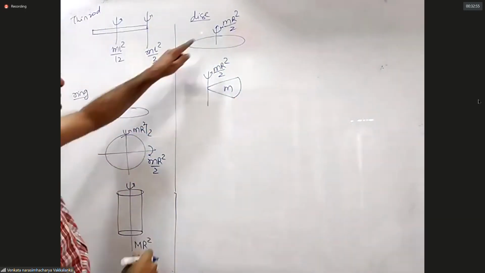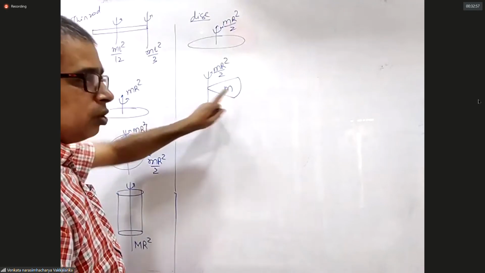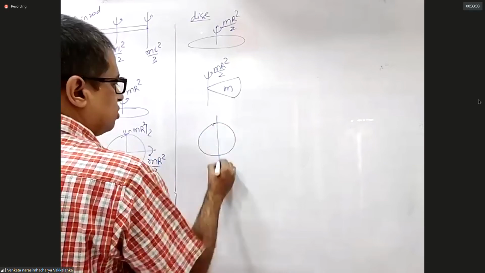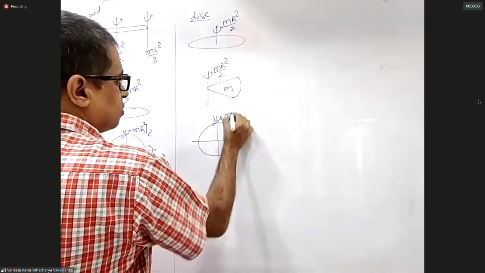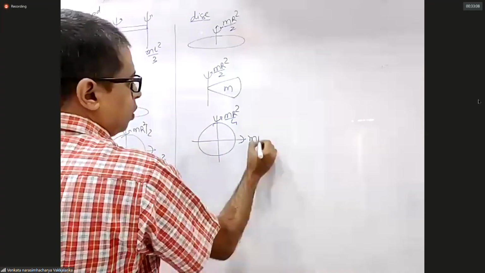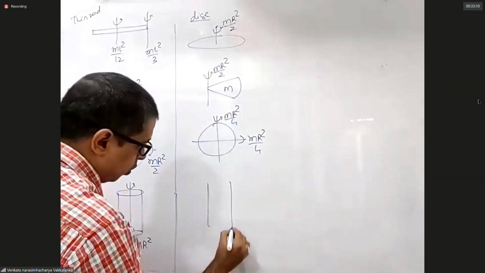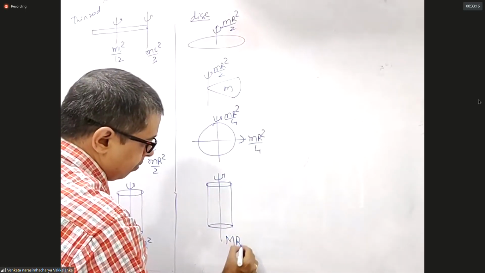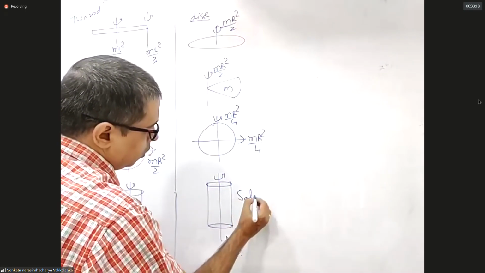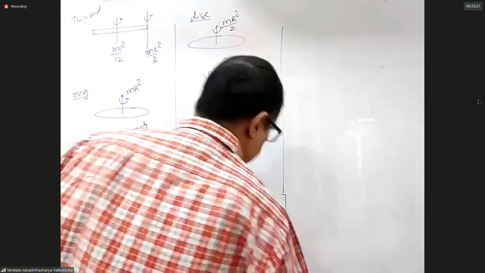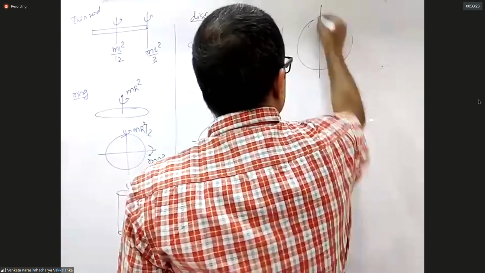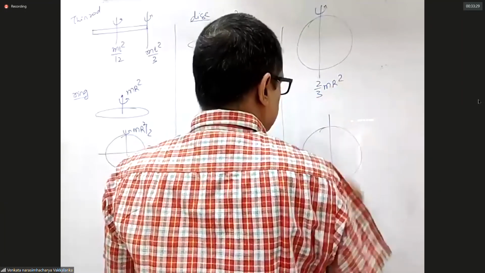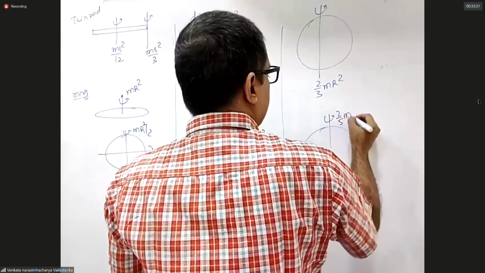That's the only difference. If I give you total mass as M, then find out the new mass for this. Now for the disk along x-axis, y-axis, MR square by 4. Solid cylinder: capital MR square by 2. Hollow sphere: 2 by 3 MR square. Solid sphere: 2 by 5 MR square.